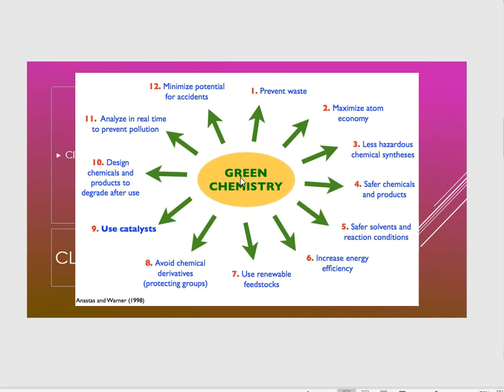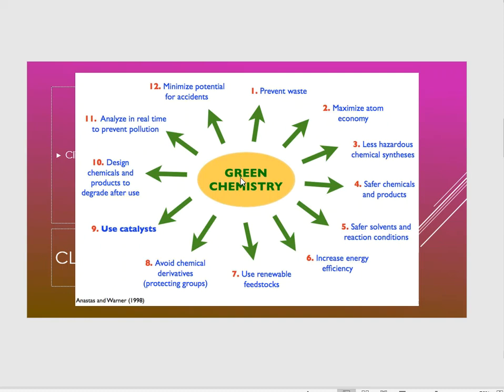Number 6, increase energy efficiency. Sometimes in a laboratory, I'll mix some reagents together, and I might have to put a little bit of heat underneath them, right? I've got to heat them up, I've got to get them to boiling, and then they'll start reacting. Well, that requires a lot of heat, that requires a lot of energy, and as far as the environment is concerned, energy is one of those things that we look at.